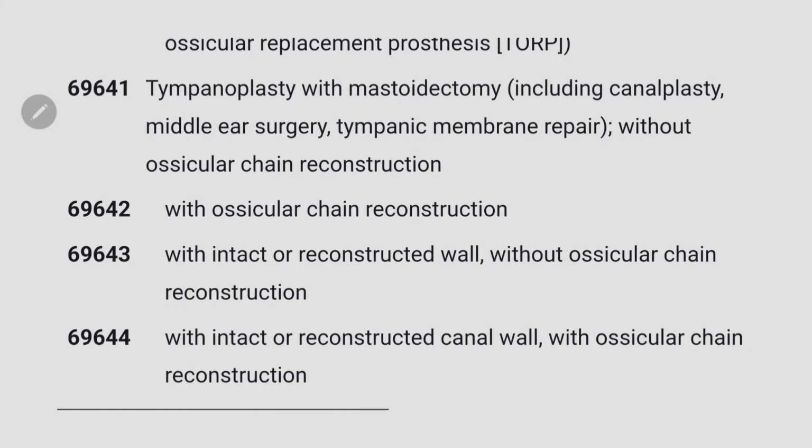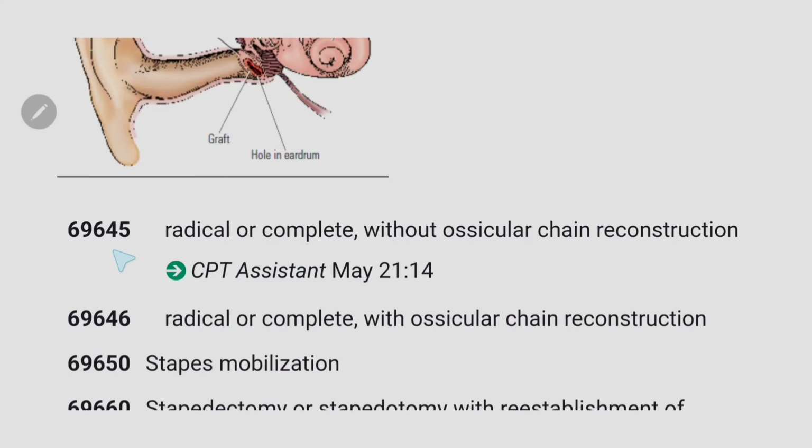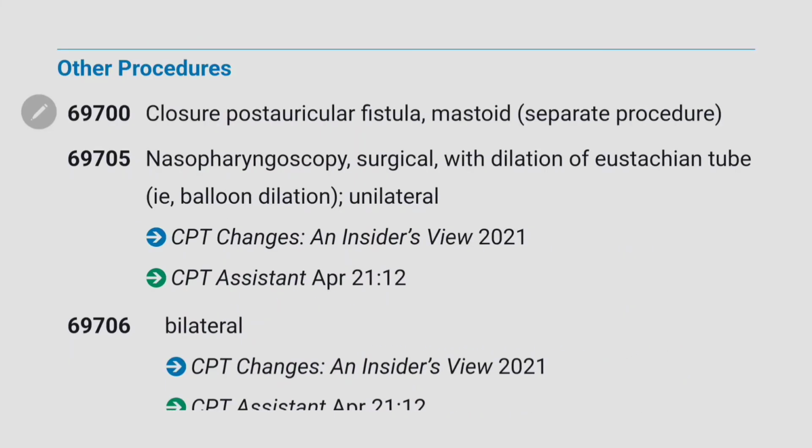So you have to check the important terms, that is whether they have mentioned without ossicular chain reconstruction or with ossicular chain reconstruction. So the code 69645 is for tympanoplasty radical or complete without ossicular chain reconstruction, and 69646 is for tympanoplasty radical or complete with ossicular chain. Next, there are codes for other procedures. 69700 is for closure post auricular fistula mastoid.